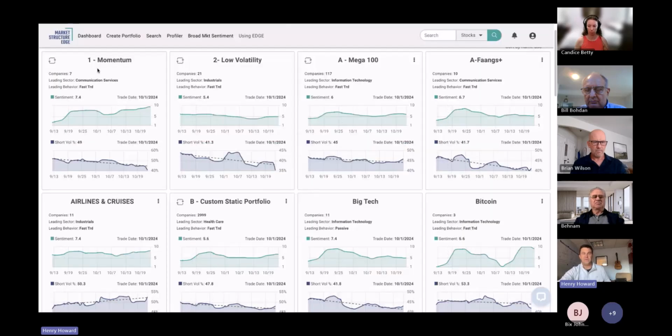The second thing I do is we have these 1 and 2, these momentum and low volatility portfolios, because we really recognize those as 2 driving forces in the market. And what I'm looking for in these 2 portfolios is the number of companies that are in each of them.